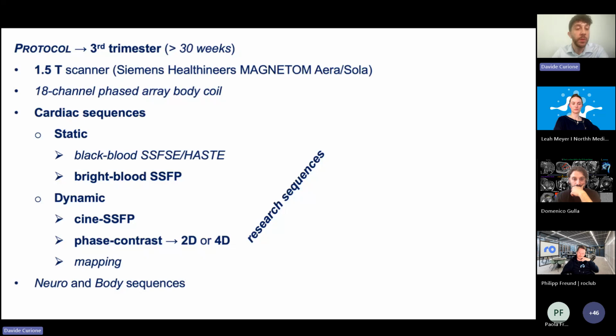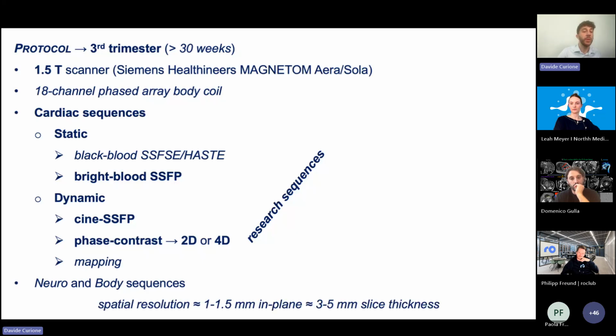In addition, our exams also have some standard neuro and body sequences. And for all sequences, we try to maintain a spatial resolution of about 1 to 1.5 millimeters in plane and a slice thickness of about 3 to 5 millimeters. And the overall duration of the exam is approximately 45 minutes.